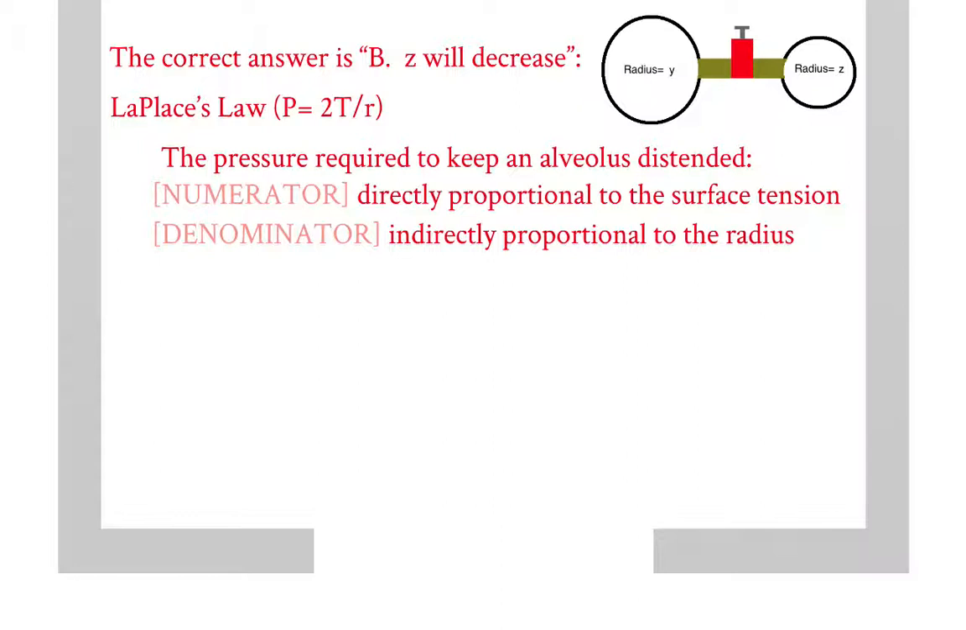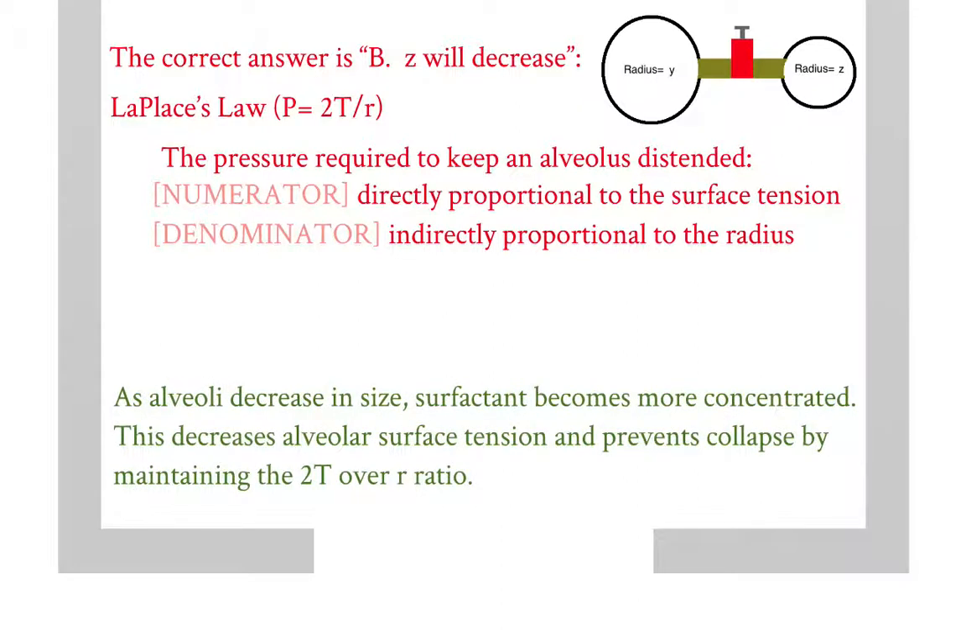As alveoli decrease in size, surfactant becomes more concentrated. This decreases alveolar surface tension and prevents collapse by maintaining the 2T over R ratio.